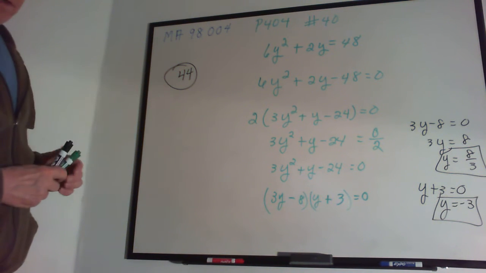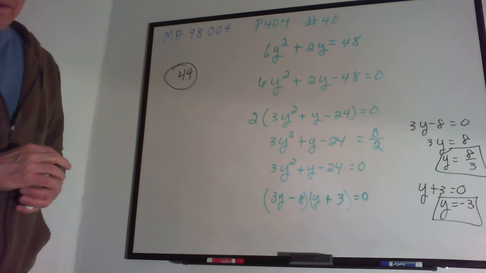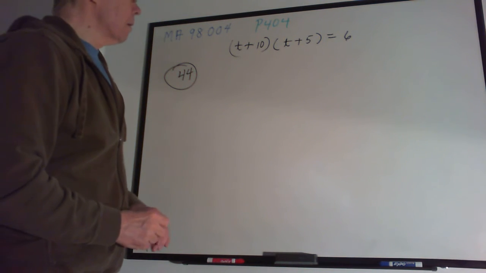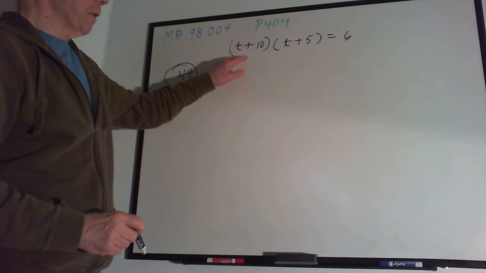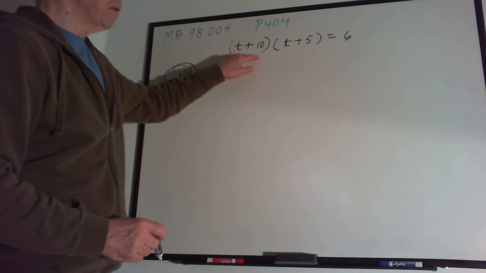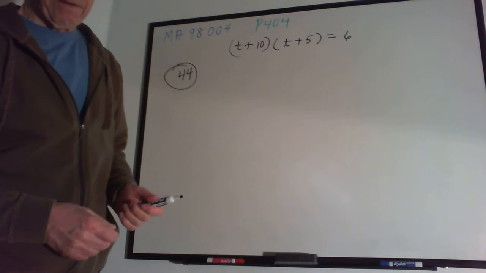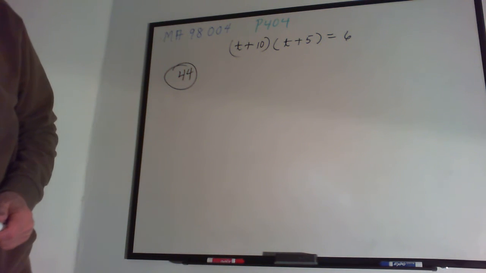All right, try number 44. Here's number 44. What you're going to do is multiply it out, then bring the 6 over to the side, then factor it. So go ahead and try that. Pause the video.